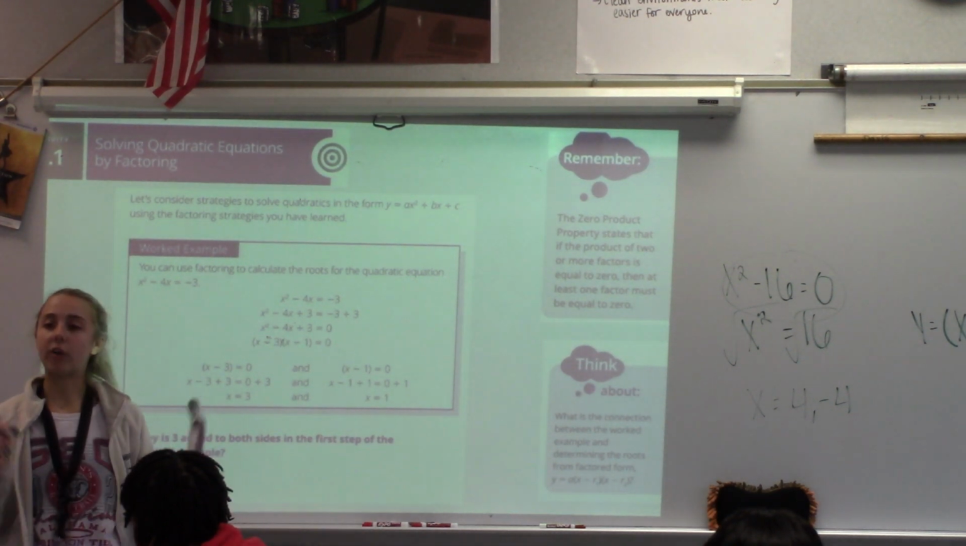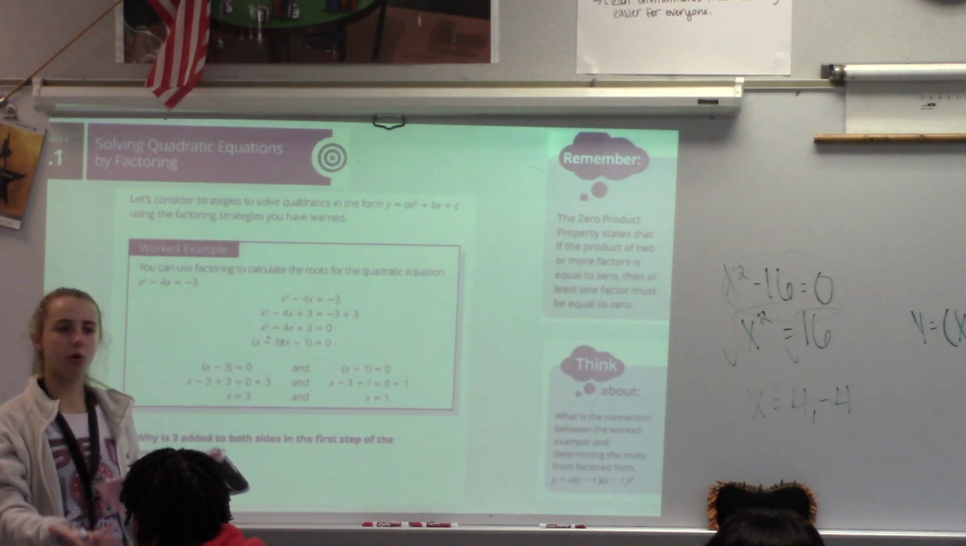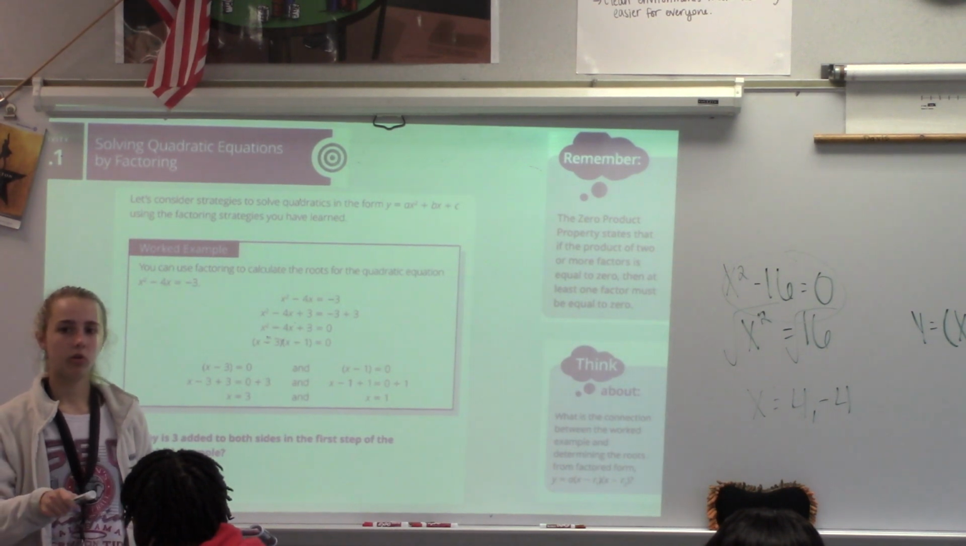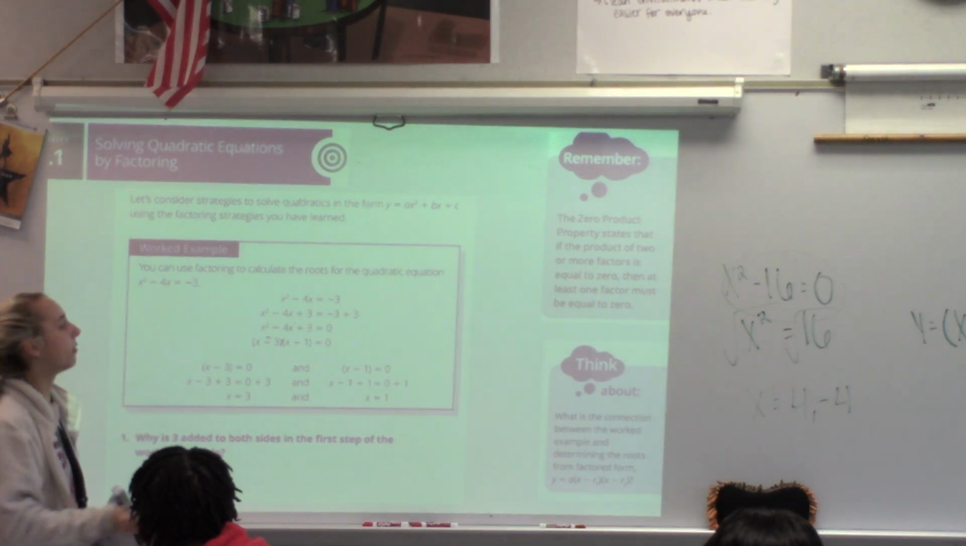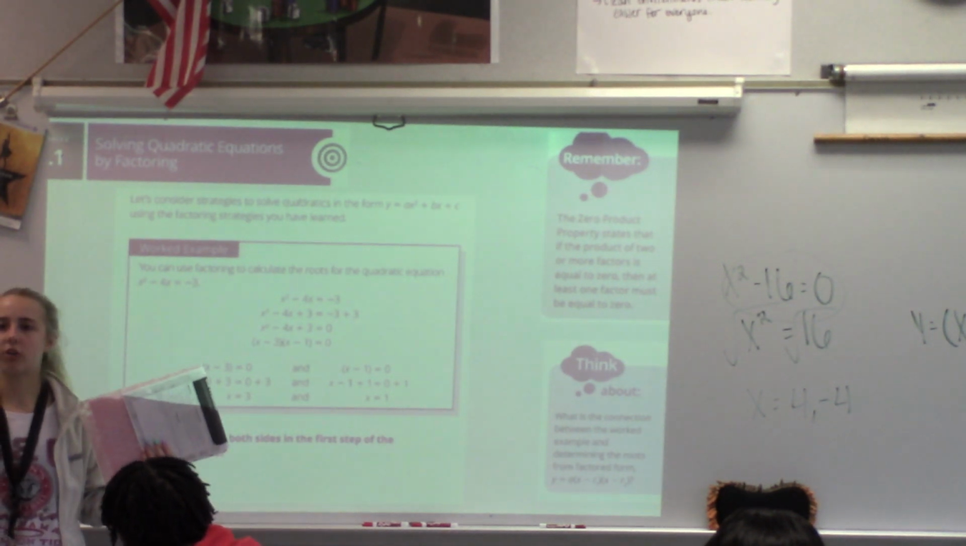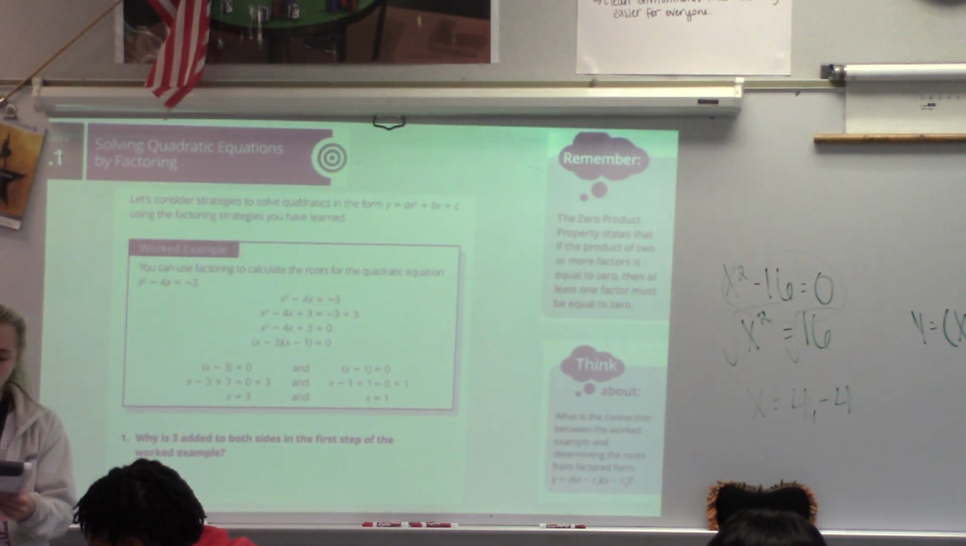So remember, finding roots, what does the zero product property tell us? At least one has to be 0. Right, so if we have an equation that's set equal to 0, we know that one of those factors has to be 0.